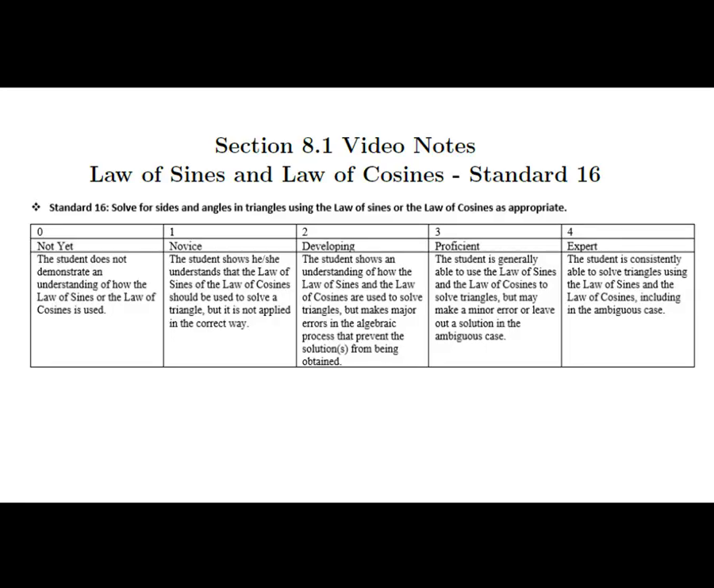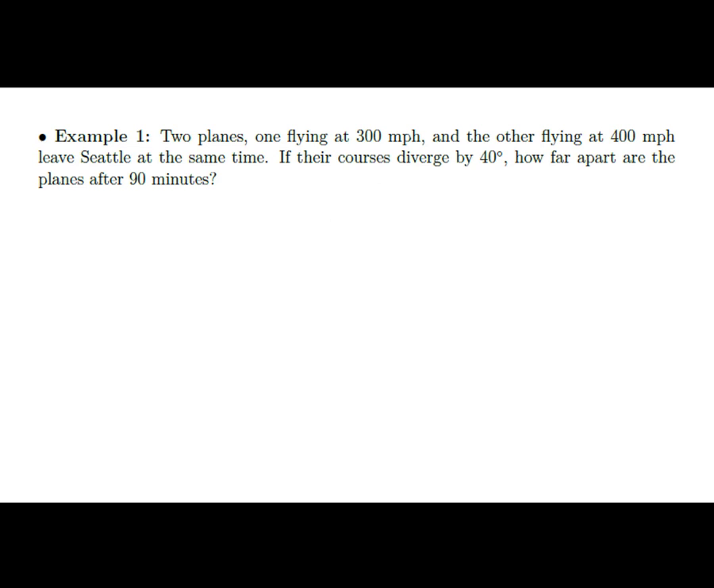In this section, we're going to take a look at solving for sides or for angles in triangles when those triangles are not right triangles. Okay, so we learned how our trigonometric functions relate to right triangles and worked with that pretty extensively. But now we're going to broaden the types of triangles that we can work with.